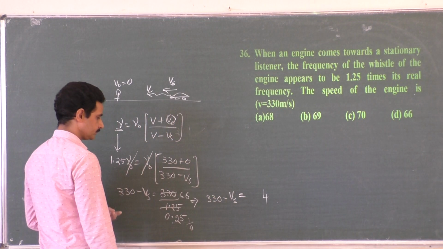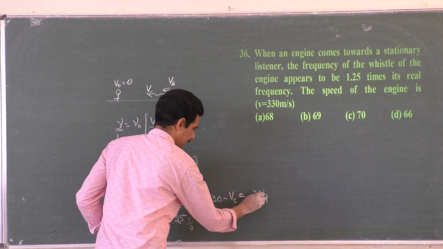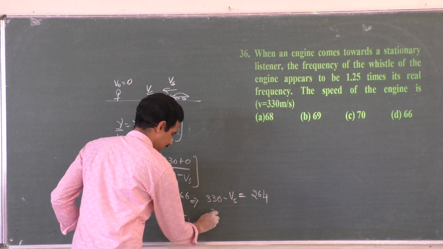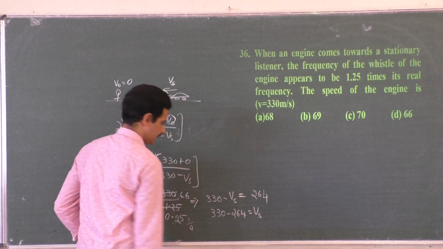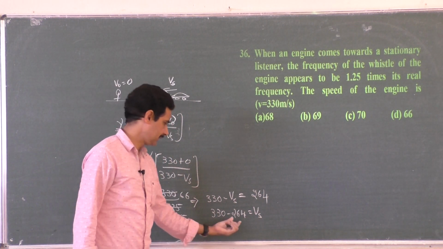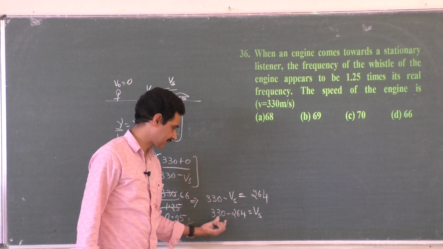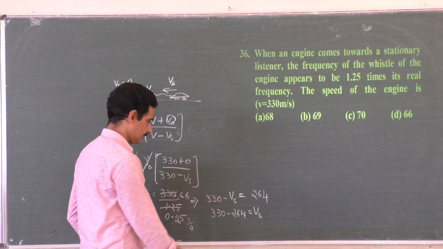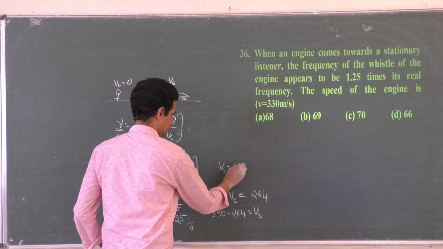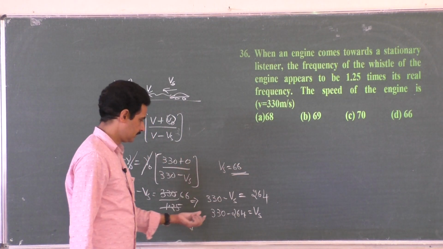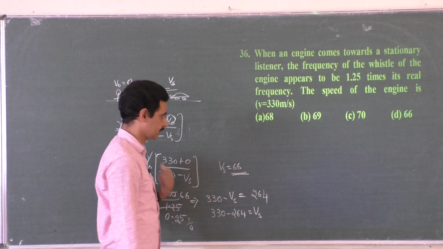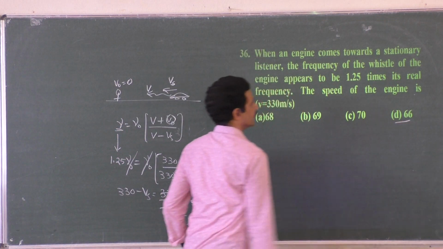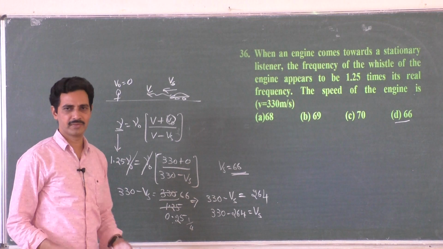So 264. Vs is 330 minus 264. 264 means 36 plus 30, 66, right? So Vs is equal to 66. Am I right? 66 times 5 is 330. Yes, option D. They have given the apparent frequency in some relation.